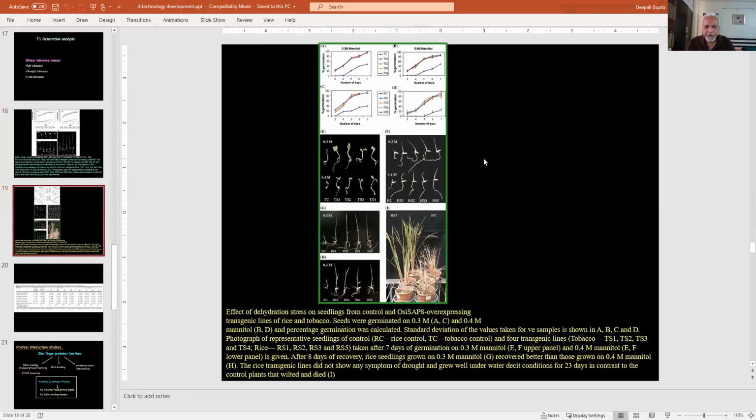Similarly, the temperature stress. Similar results were obtained here on germination and then the recovery and all. I'm not going to spend much time on this panel, but we had similar observations for the other stresses like drought and the cold temperature.